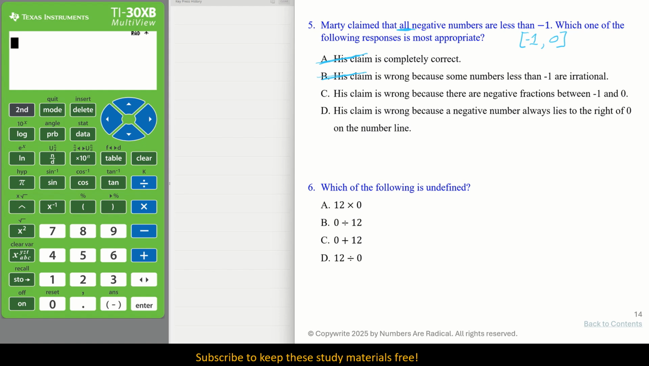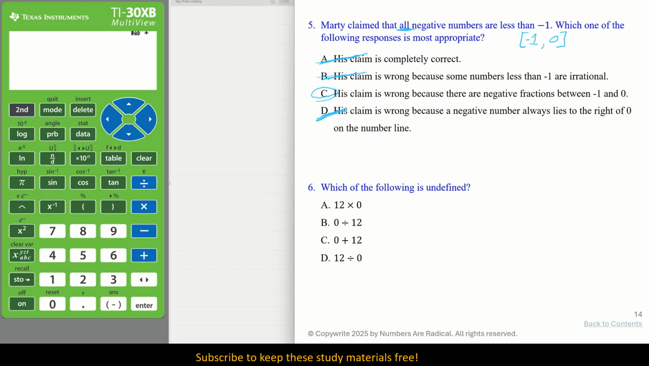C, his claim is wrong because there are negative fractions between -1 and 0. Yes, I agree with C. Let's look at D. His claim is wrong because a negative number always lies to the right of 0 on the number line. Oh, that's just not true. Everything to the right of 0 is positive. So, yes, that would be option C.